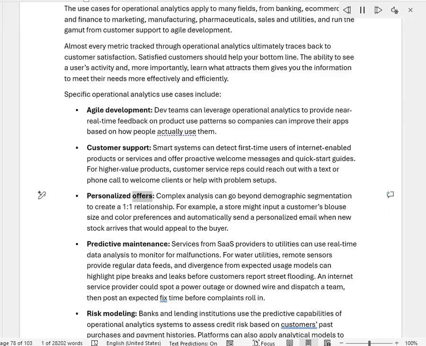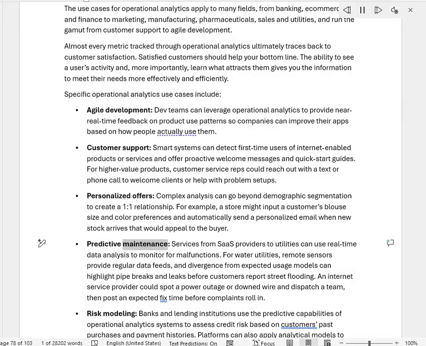Personalized offers. Complex analysis can go beyond demographic segmentation to create a 1:1 relationship. For example, a store might input a customer's blouse size and color preferences and automatically send a personalized email when new stock arrives that would appeal to the buyer.